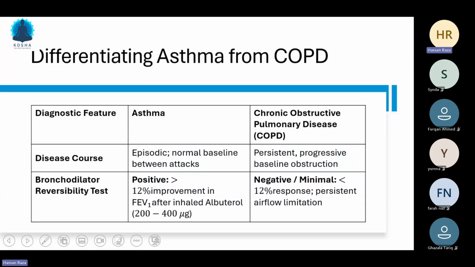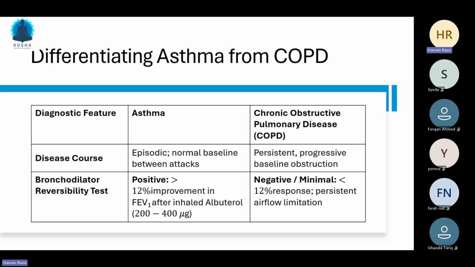So how can you differentiate asthma and COPD? I will discuss COPD in detail after some slides, but here I would like to tell you about the difference between asthma and COPD. How can you differentiate? How can you diagnose between asthma and COPD?